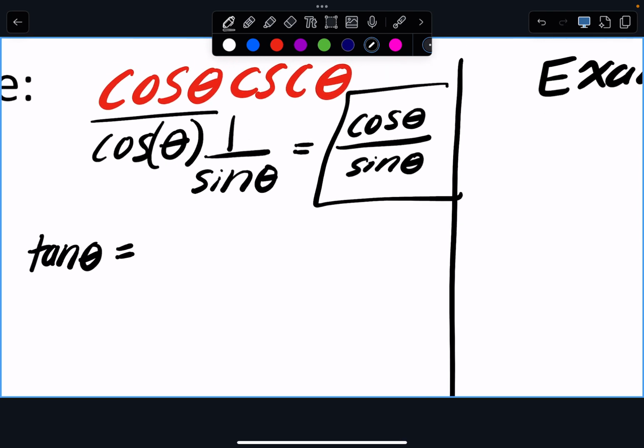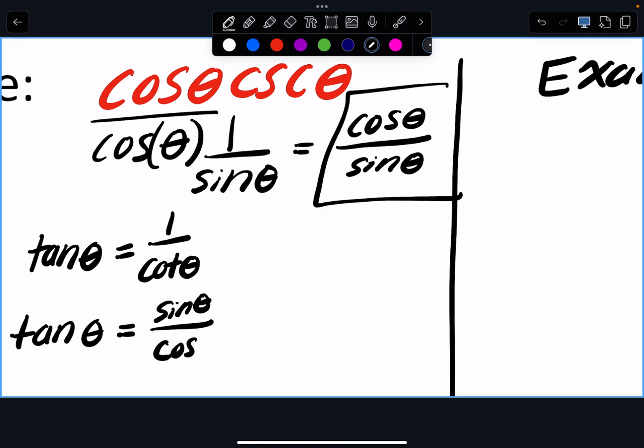Tangent of theta can be written as 1 over cotangent. We already know that one, true? Another one, if you want, is tangent of theta is actually sine of theta divided by cosine of theta. They are equivalent. So which one's better? If you see sine divided by cosine, what would be better? Tangent. Why? Because it doesn't have fractions. Do you guys see what I'm saying? Fractions are less desirable than no fractions. So if you see sine over cosine, you'd say tangent.